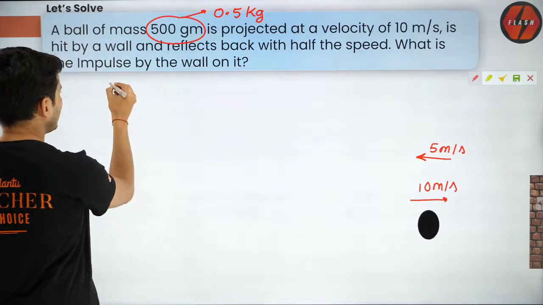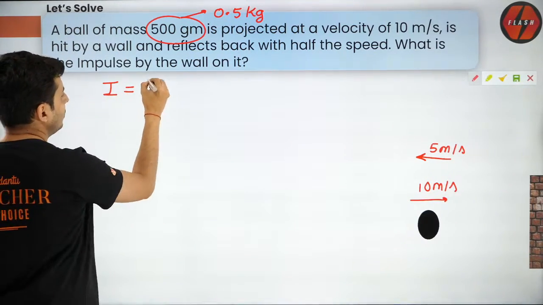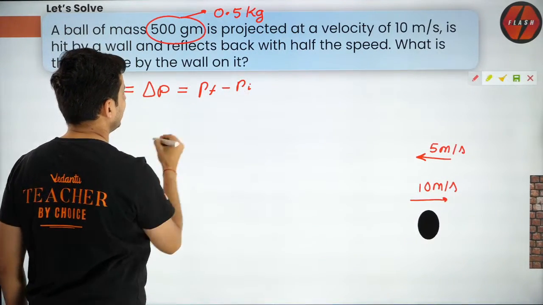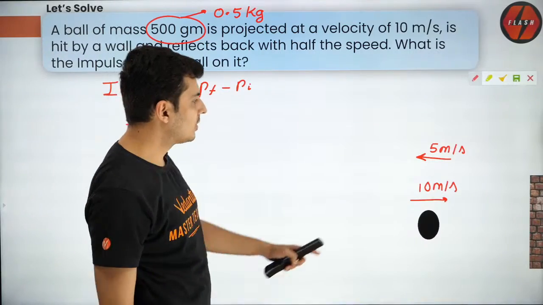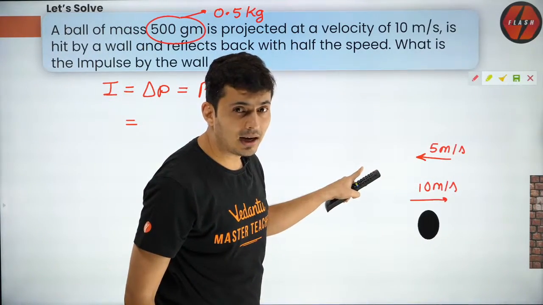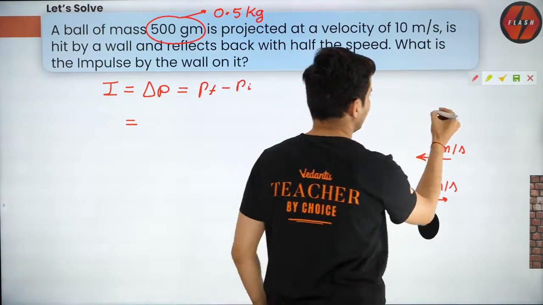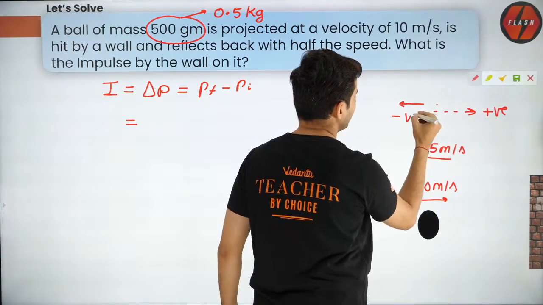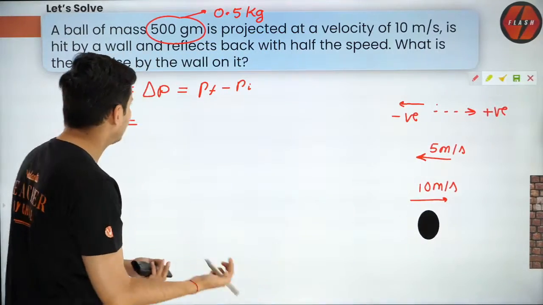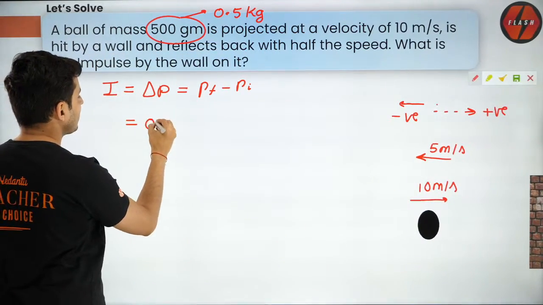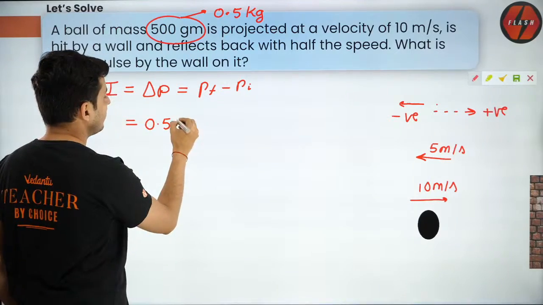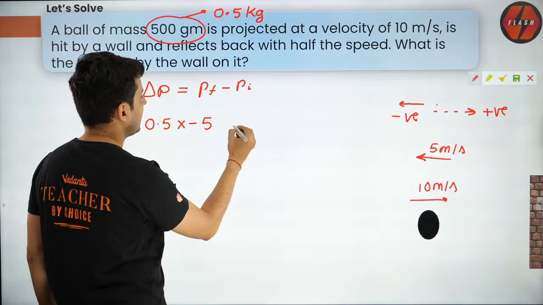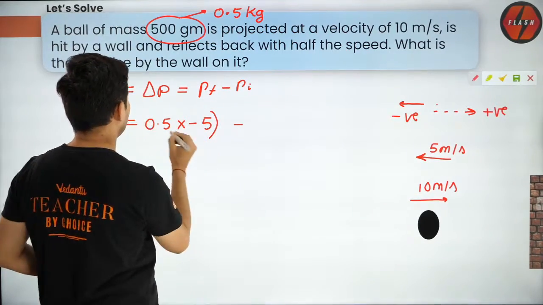Now, if I ask you, what is the impulse? We know it is just change in momentum, which is final minus initial momentum. So what is the final momentum? Look at it, velocity is negative, right? Because it is going to the left side. I can assume the right side to be positive, so automatically the left side will be negative. So using the sign convention, final momentum will be 0.5, which is the mass, into velocity, which will be minus 5. So this is the final momentum.